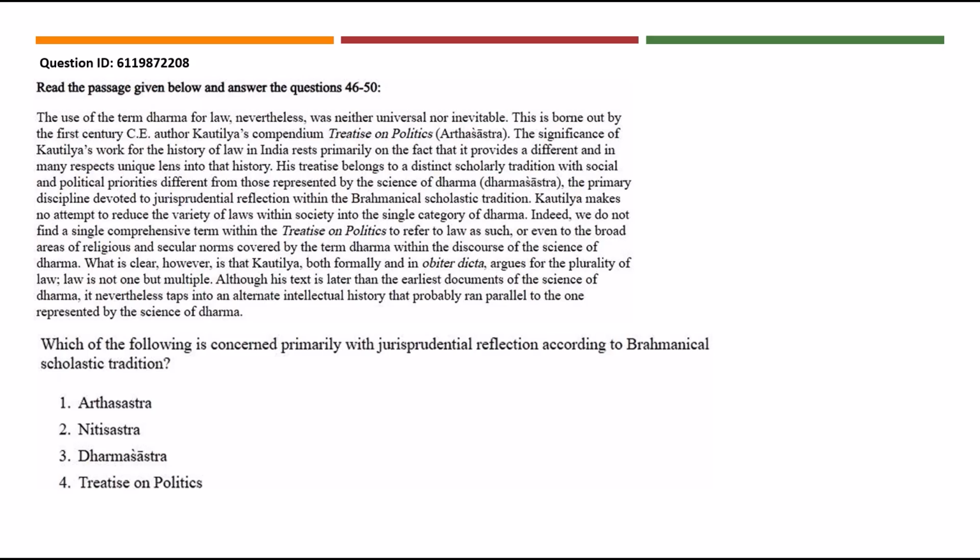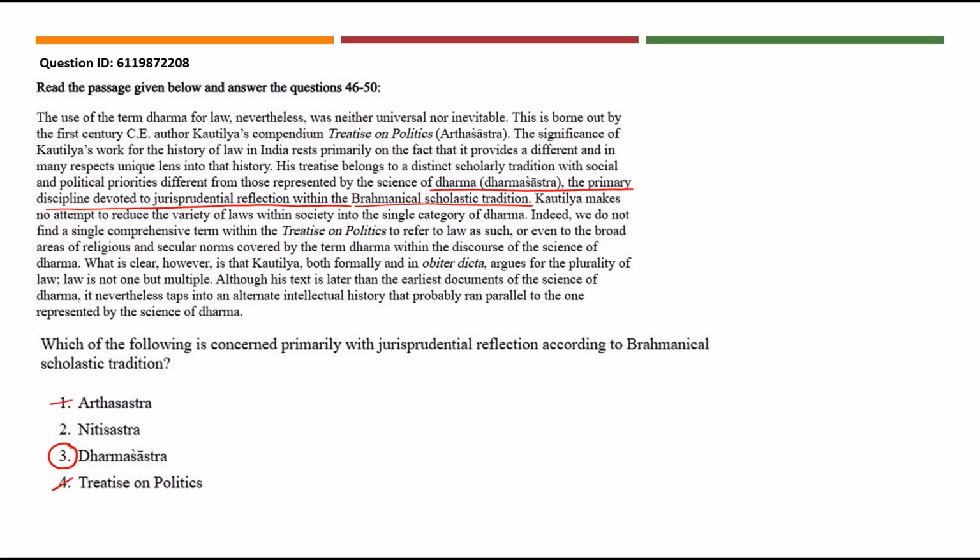The final question, which of the following is concerned primarily with jurisprudential reflection according to the Brahmanical scholastic tradition? Just now we saw this, the science of Dharma, which is Dharma Shastra, the primary discipline devoted to jurisprudential reflection within the Brahmanical scholastic tradition. It is directly given as Dharma Shastra. Option number 3 will be the right answer. Artha Shastra and treatise on politics both are the same. So we can rule out 1 and 4.